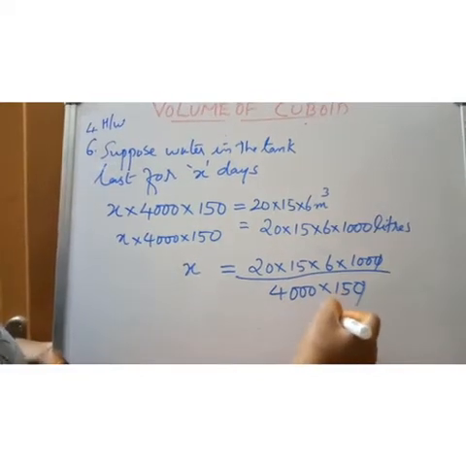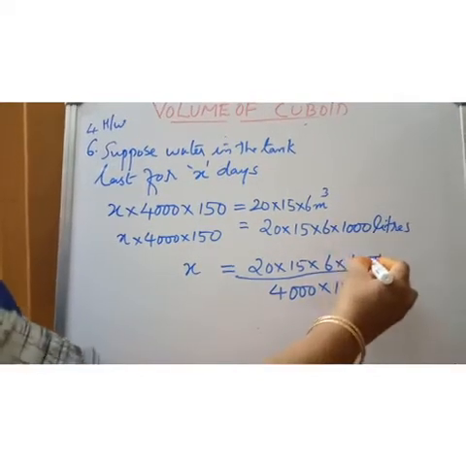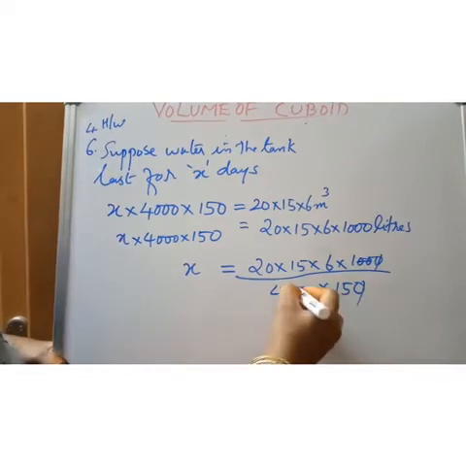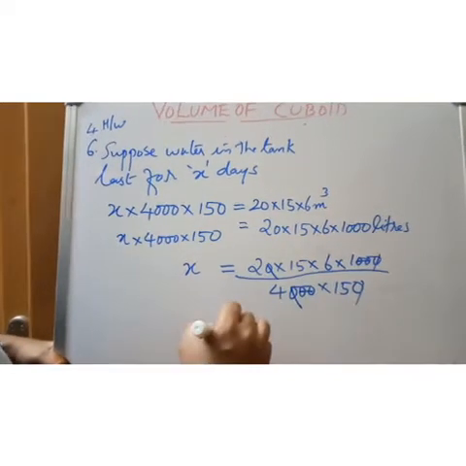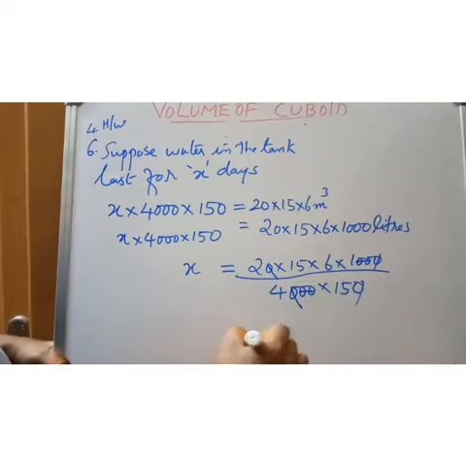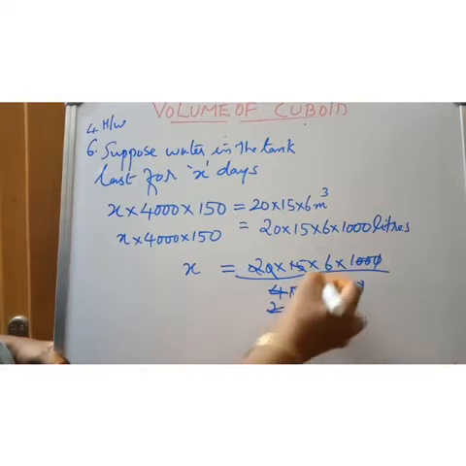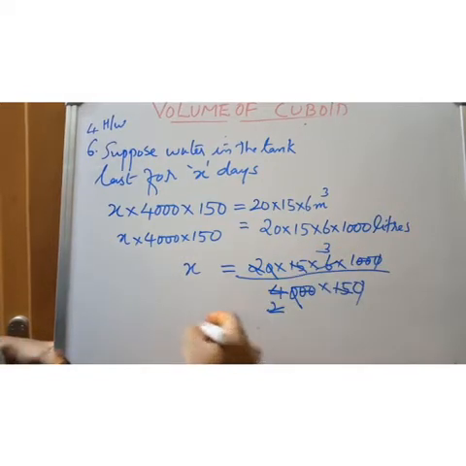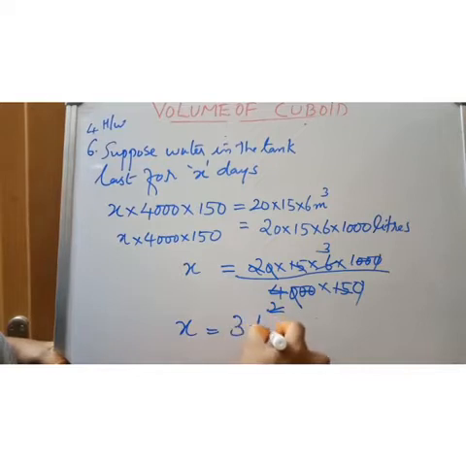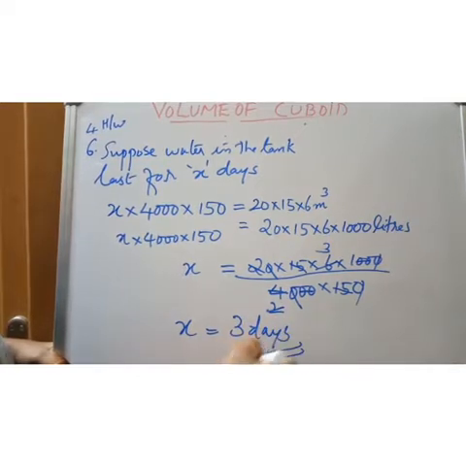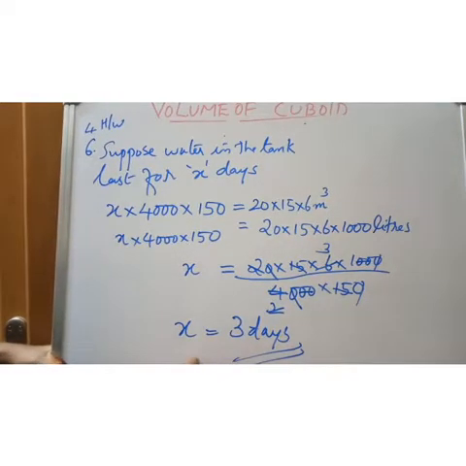This and this get cancelled. Here 2 zeros, this 2 zeros I cancel, this 1 zero and this 1 zero I cancel. The balance is 15 and 15 I cancel, 2 and 4 2 times, 2 and 6 3 times. So, the number of days x is equal to 3 days. So, the water will last for how many days, children? 3 days. Understood clearly?